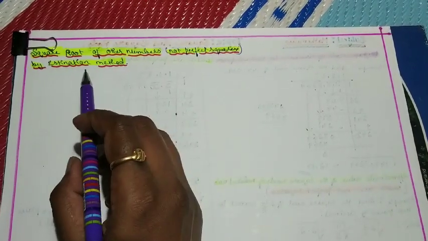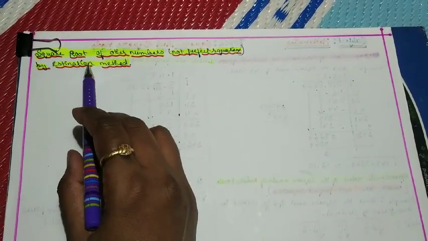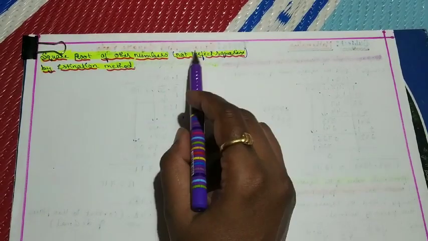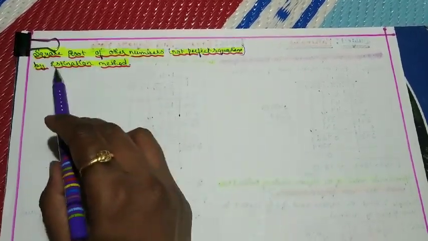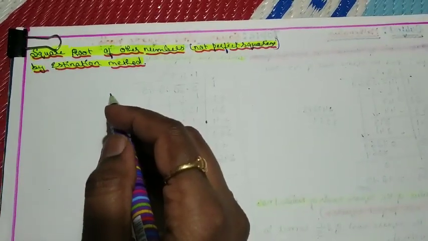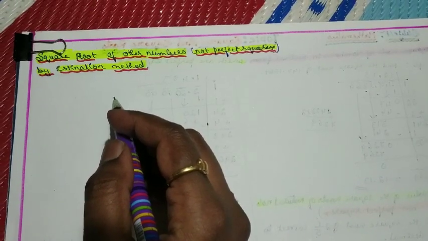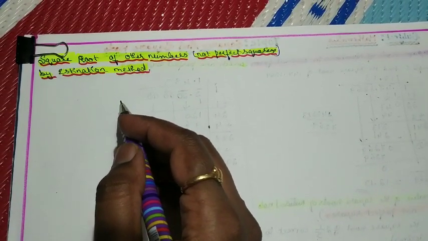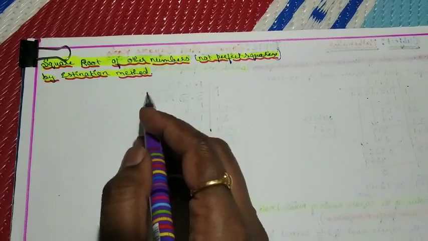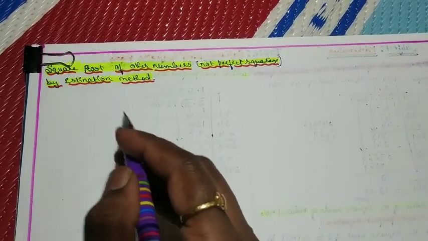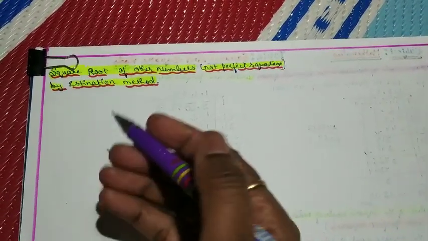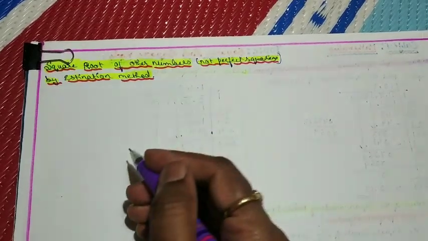So moving to the next method, that is square root of other numbers which are not perfect squares by estimation method. So keep remember, children, it is easy to work out the square root of a perfect square, but it is really hard to work out the square root of the other numbers, that is which are not perfect squares.